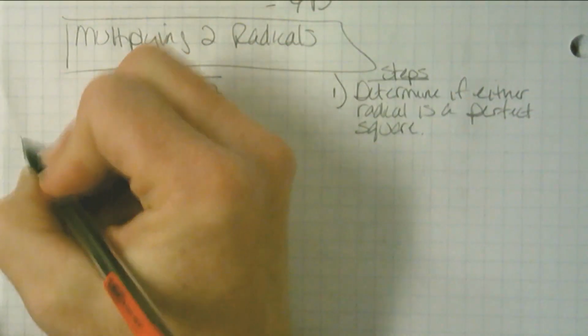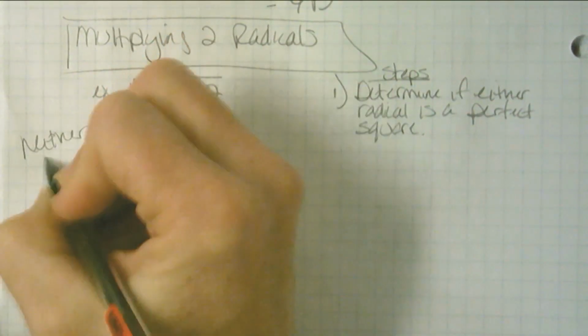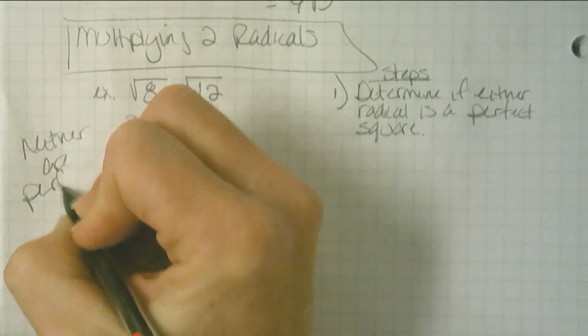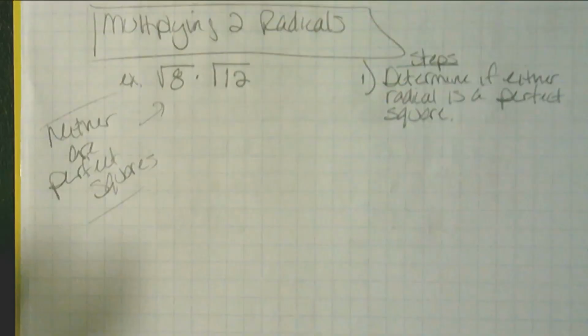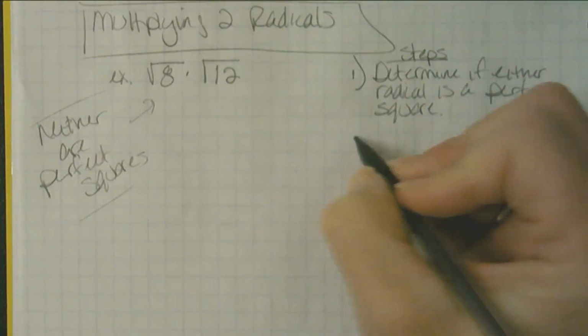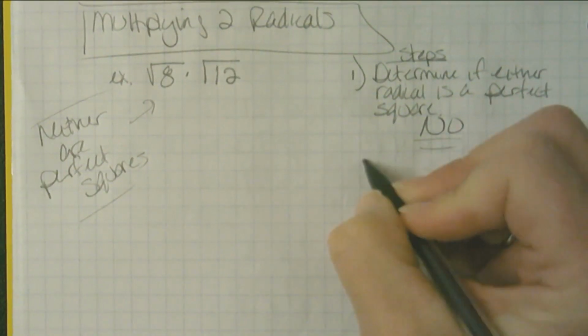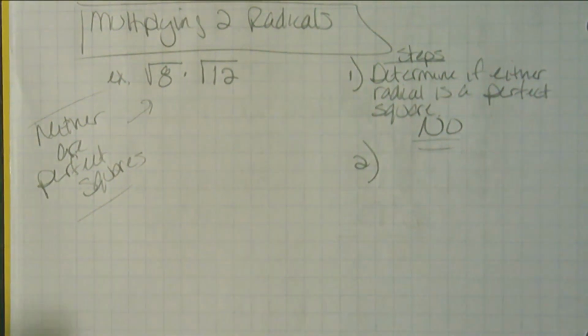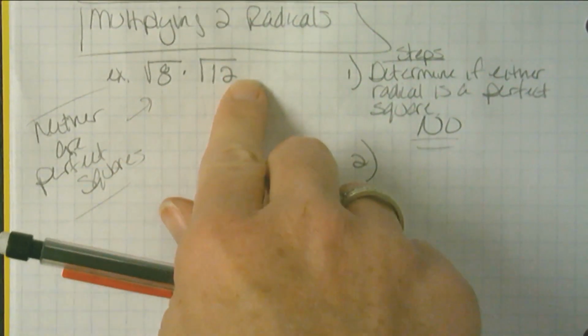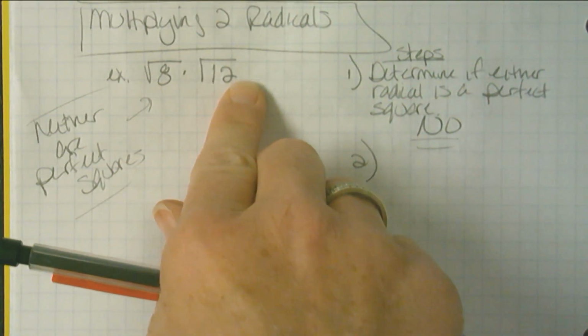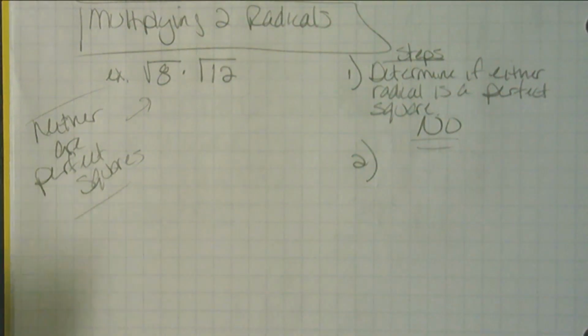So I'm going to say neither are perfect squares. Neither one of those are perfect squares. So I'm going to put a big fat no here. So if the answer is no, then you're doing this next step. If the answer is yes, then apply the perfect square, and then finish simplifying if necessary. So if this was the square root of 4, you could do the square root of 4, but then you can also simplify the square root of 12 as well. Right? Okay. If the answer is no, this is what you're going to do.